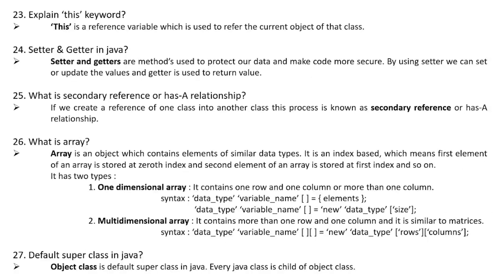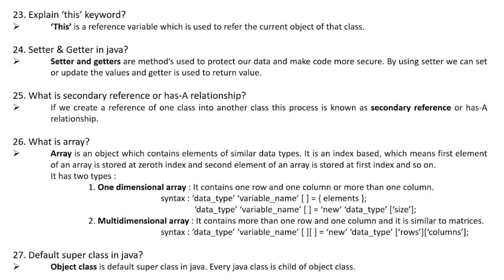23. Explain this keyword. This is a reference variable which is used to refer to the current object of that class. 24. Setter and getter in Java. Setters and getters are methods used to protect our data and make code more secure. By using setter we can set or update the values, and getter is used to return the value.